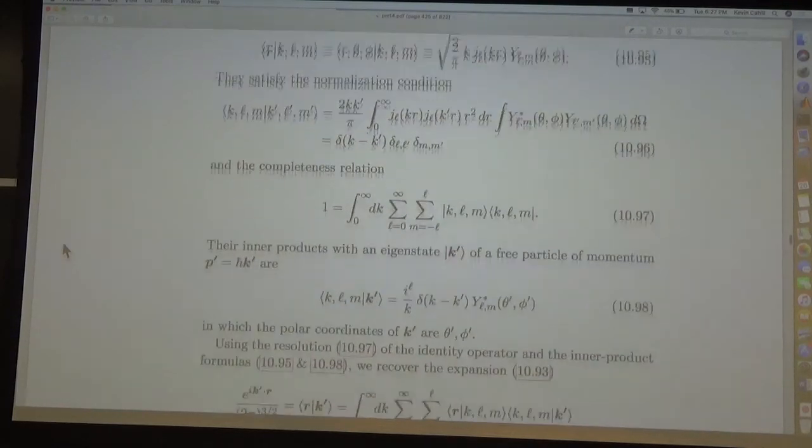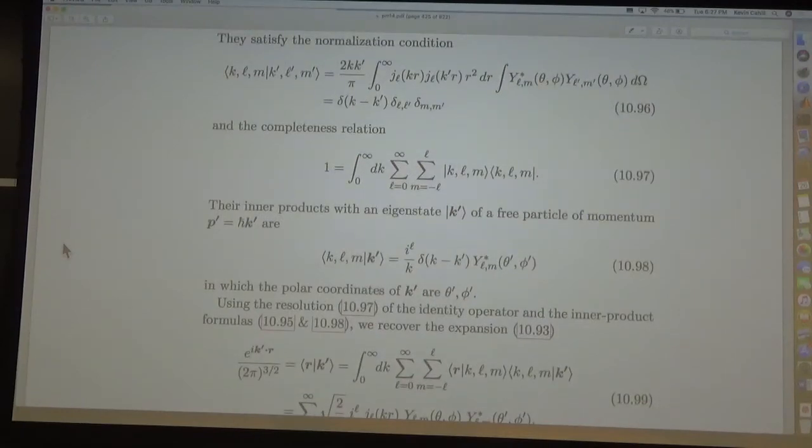And the quantum mechanical completeness relation is that the unit operator is then a sum of outer products of the ket and bra of KLM, summed over all L and all M, and integrated over K. And the inner product with an eigenstate of momentum is then this expression here, and so that's a Y_LM star, and since both are sharp in momentum, we have a delta function of momentum.